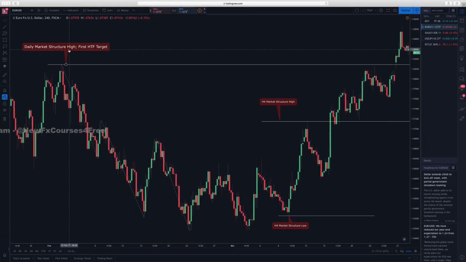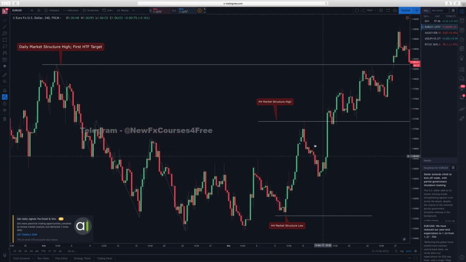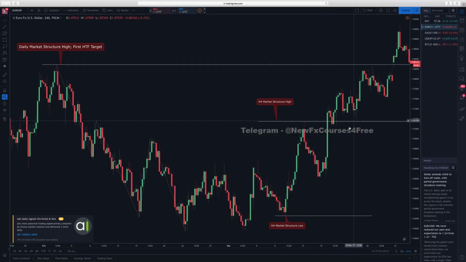But until we get into that first target area and first target level, we long this pair. I'm long in every higher low, because Euro's in an uptrend and I feel confident in this uptrend until we get to this level. So I might be chopping it in and out.